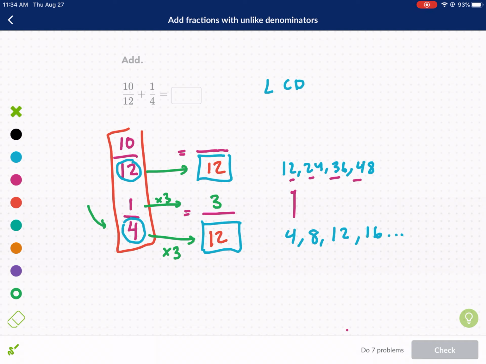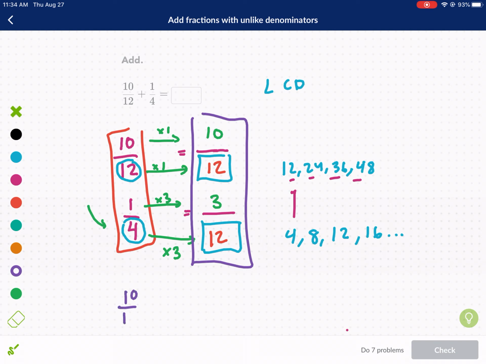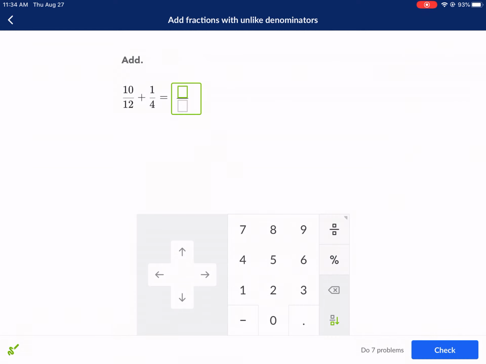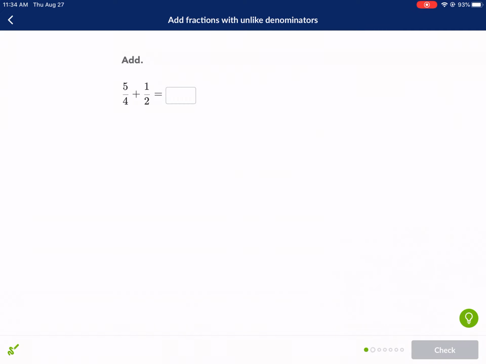Here, from 12 to 12, we didn't do anything. We just multiplied by 1, essentially. So you keep it the same. So this is going to be 12. And our final answer, well, not final answer, our final fractions are going to be 10 over 12 plus 3 over 12. And that equals 13 over 12. I don't think it wants it as a mixed fraction. Hopefully we can just type it like this, 13 over 12. And let's see what it gives us. There we go, perfect.